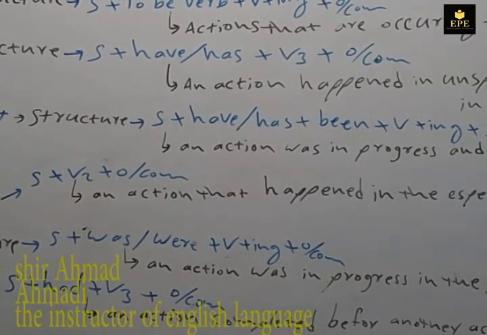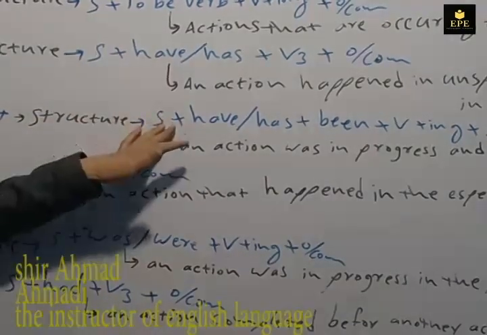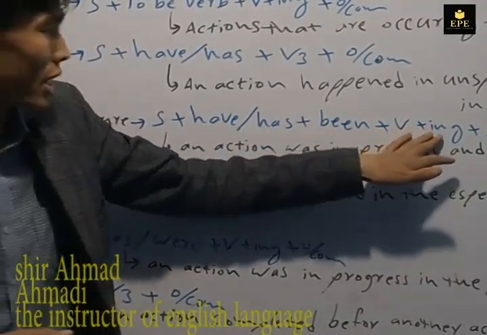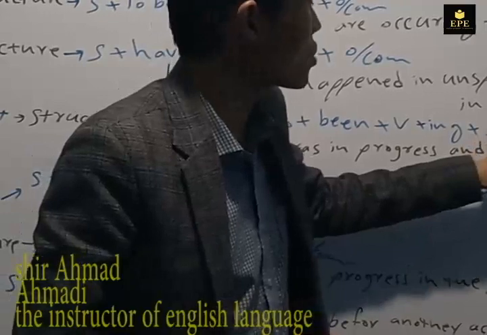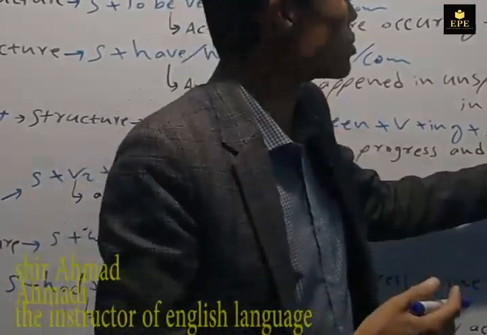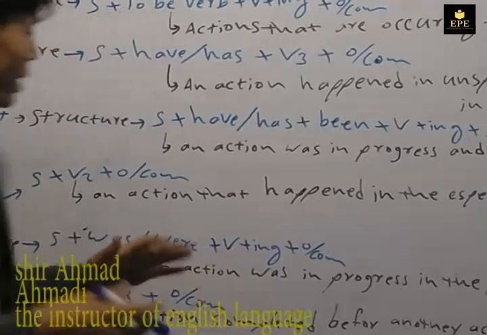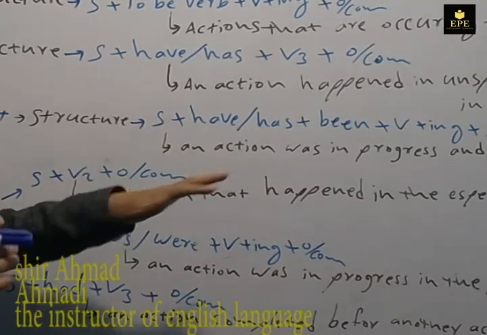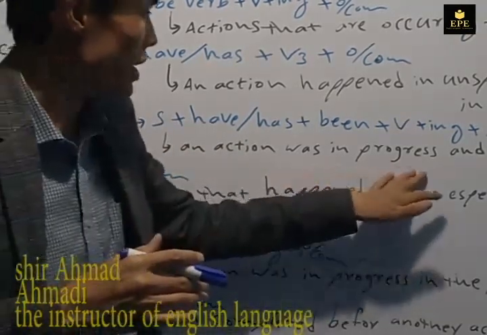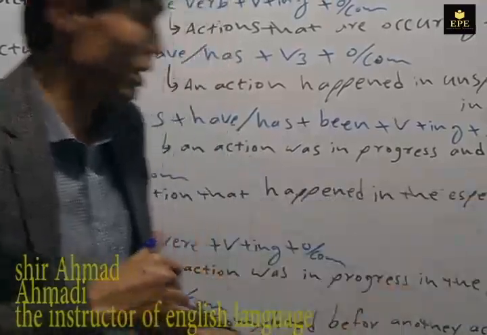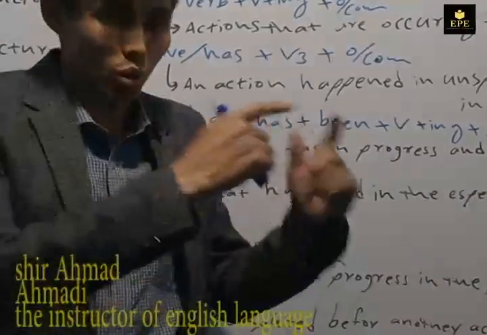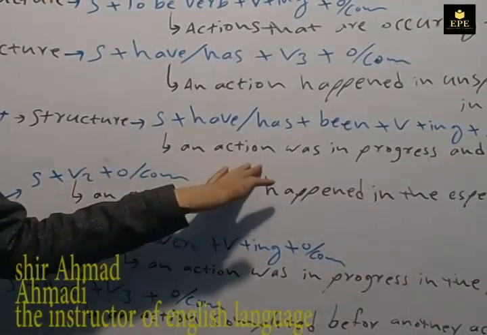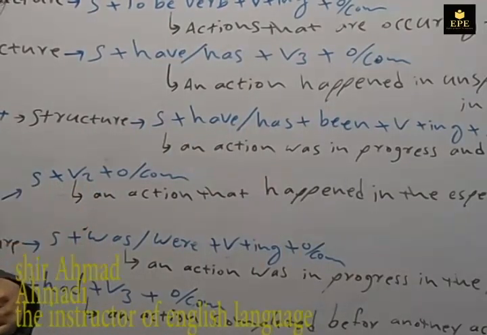Present perfect progressive tense. Its structure is subject plus have or has plus been plus the verb with ing, then we use since or for, and at the end we use object or complement. A short definition: an action was in progress and continues to the present. An action in the past was in progress and continues to the present. For this, we use present perfect continuous tense.